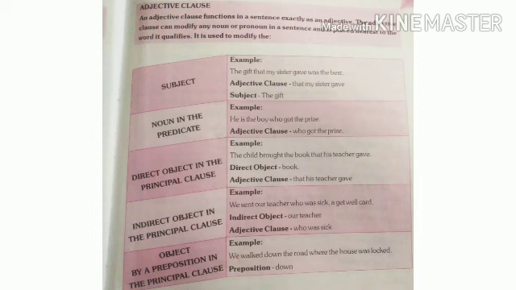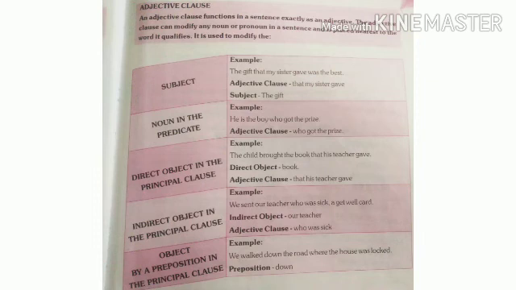Which gift? That my sister gave, right? It is telling about the gift. It is telling more about the noun gift. And so we can say that the adjective clause that my sister gave is modifying the subject gift.